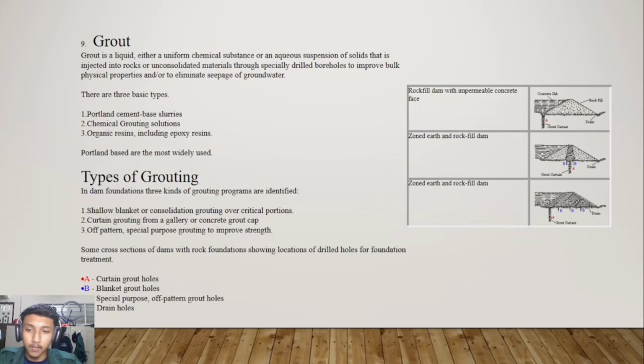Here is a cross-section of a dam with rock foundation showing the location of drill holes for foundation treatment. As you can see in the picture at the right, they have the letters A, B, C, D. A is the curtain grout hole, B is the blanket grout hole, C is the special purpose patterned grout hole, and D is drain holes.